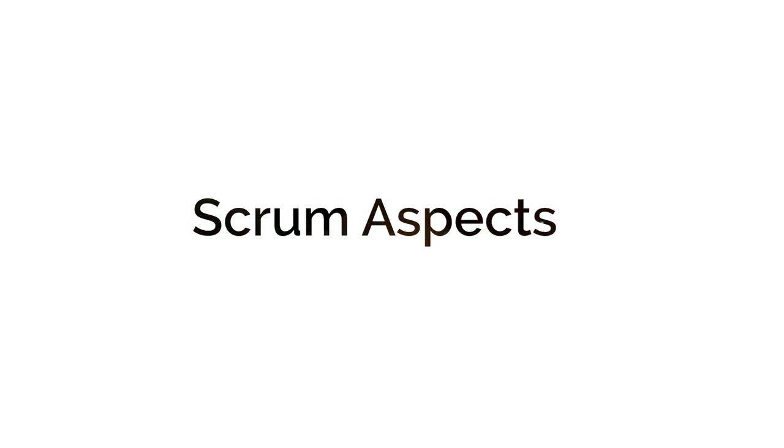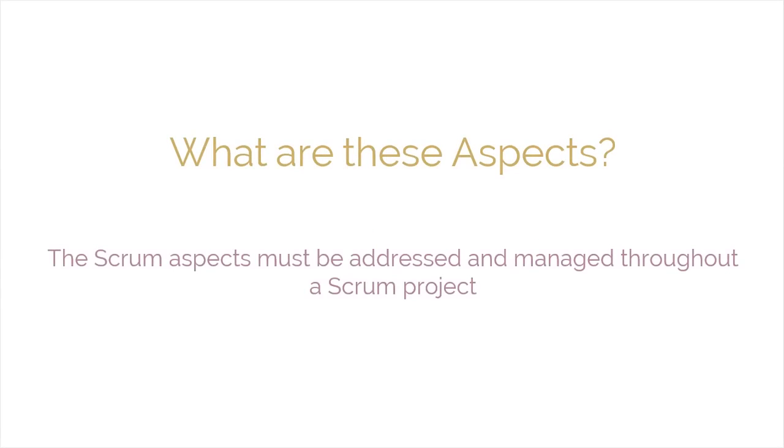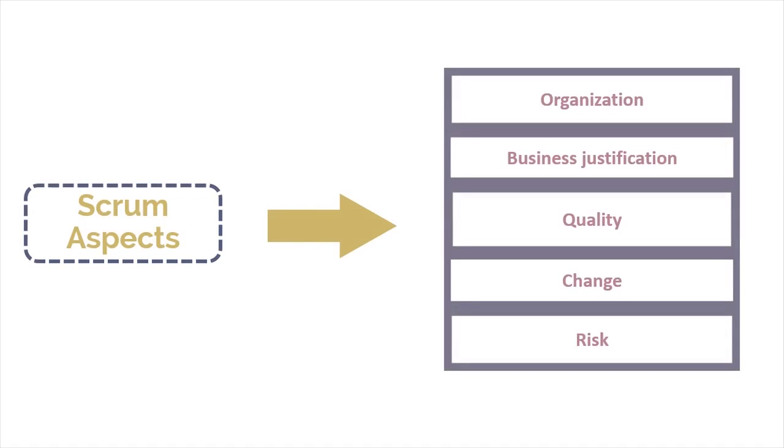Previously, we saw the key principles of Scrum in detail. This module will introduce you to the various aspects of Scrum, which must all be addressed and managed through a Scrum project. The 5 Scrum aspects that we will discuss in this module are organization, business justification, quality, change, and risk. In the SBOK Guide, all 5 Scrum aspects are presented in chapters 3 through 7. We will be discussing all of them one by one, but let's first start with the very first aspect, organization.